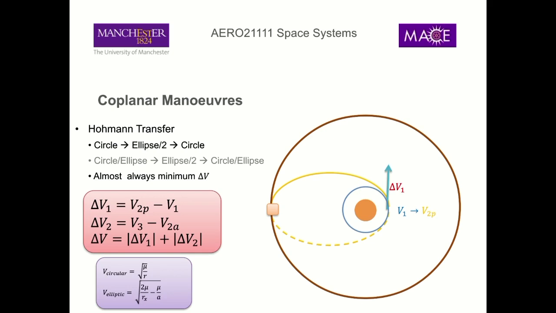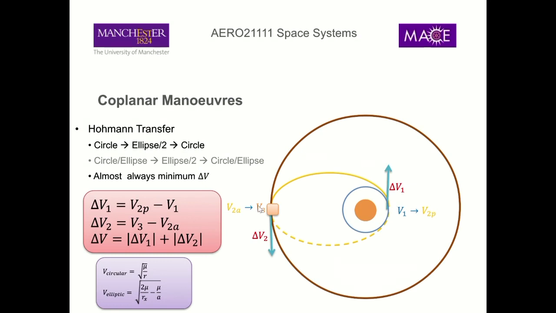So the reason I've called those V2P and V2A is because V1 is the velocity that you had on your circular orbit, right? The colors are to match the orbits. I appreciate they're possibly hard to see. So velocity 1 is the velocity you have in your circular orbit. V2P is the velocity that you have on this elliptical yellow orbit, but at its perigee, because the perigee is the point that it intersects with your circular orbit. So for this instantaneous thrust, those are the two velocities that you're jumping between.